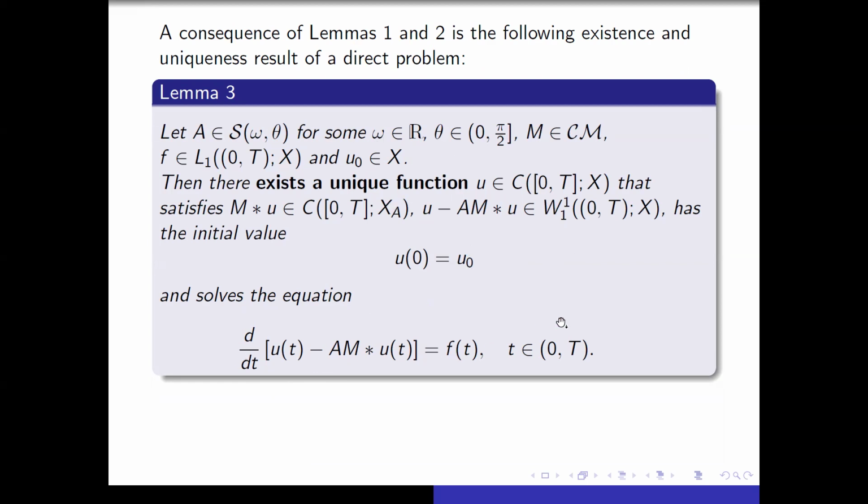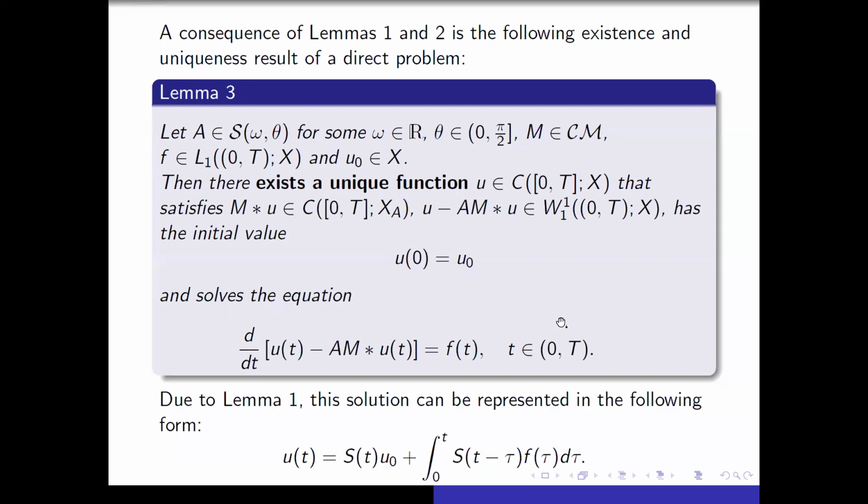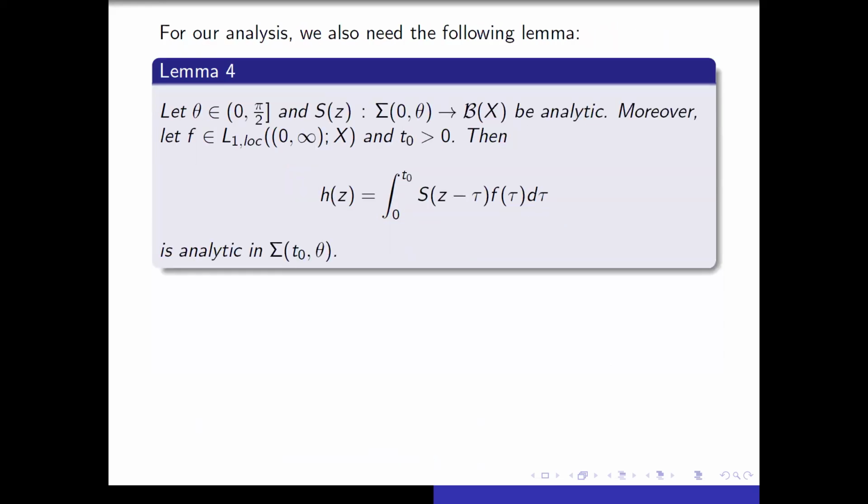Then there exists a unique function U that has such regularity properties, has initial value U0 and satisfies this equation. And also due to this lemma 1, the solution of such a problem, which I propose here in this lemma, has such a form. S is the resolvent. It can be represented in terms of the resolvent in such a way, which is also important in our analysis of inverse problems.